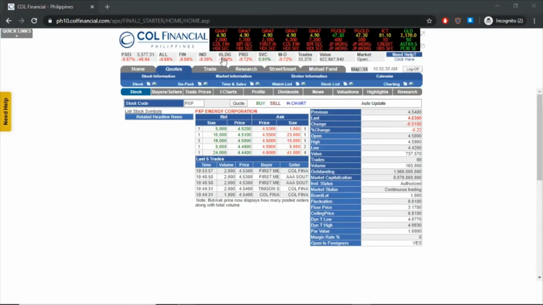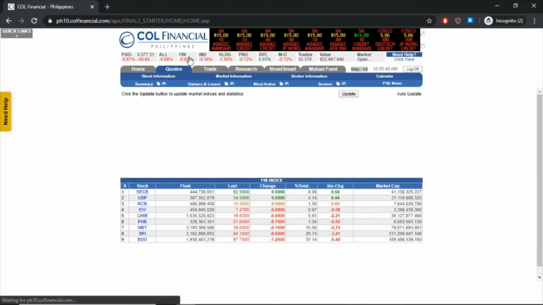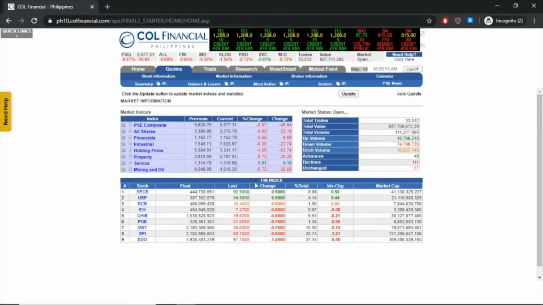Once you click on each of these tabs, it will redirect you to some of the different companies under that sector. Once I click on Fin here, let's go and check. You would see the different companies of the stocks that are included in this sector, which are mostly banks. We have SECB, UBP, RCB, East West, PNB, BDO, BPI, and you would see here the market status currently happening right now, market indices.